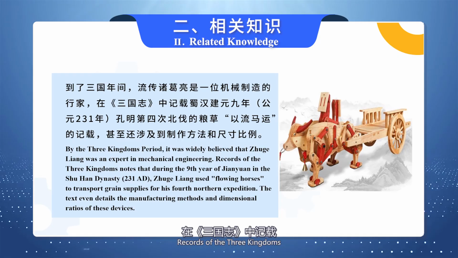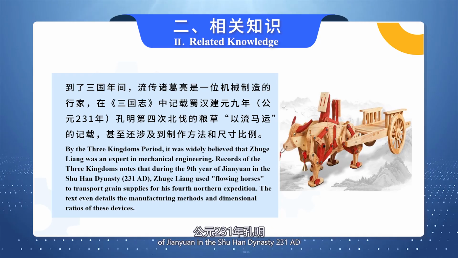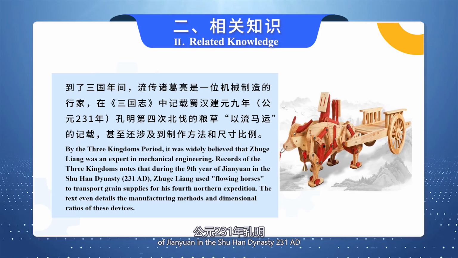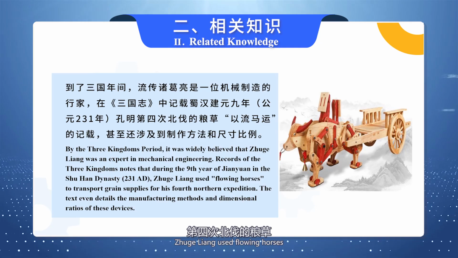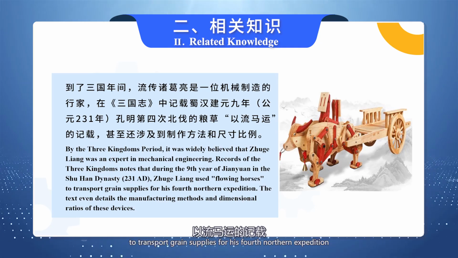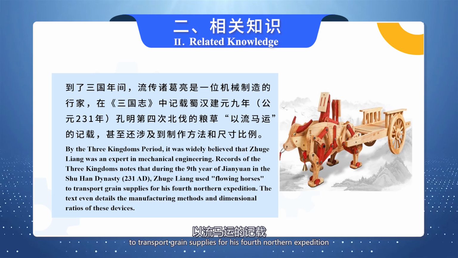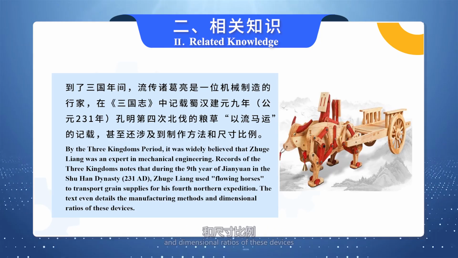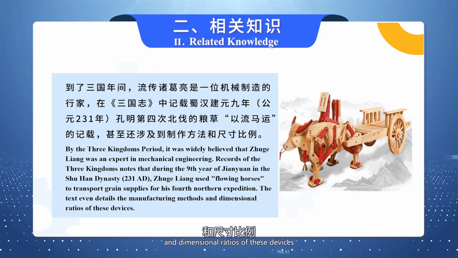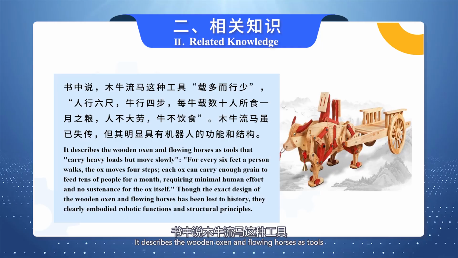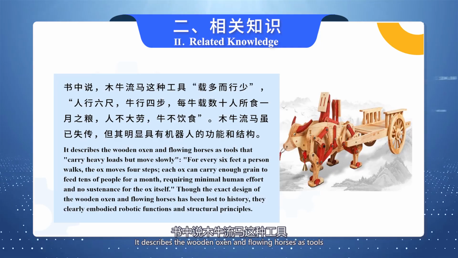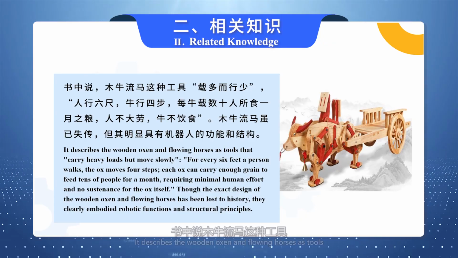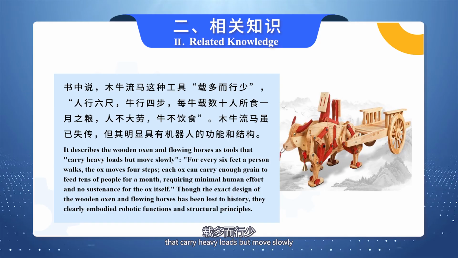Records of the Three Kingdoms notes that during the 9th year of Jianyuan in the Shu Han dynasty, 231 AD, Zhuge Liang used flowing horses to transport grain supplies for his 4th northern expedition. The text even details the manufacturing methods and dimensional ratios of these devices. It describes the wooden oxen and flowing horses as tools that carry heavy loads but move slowly.